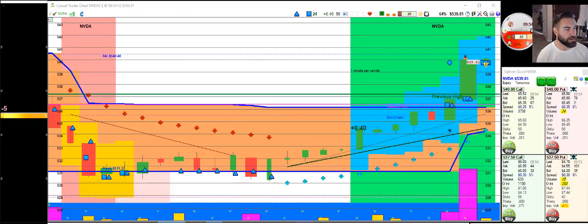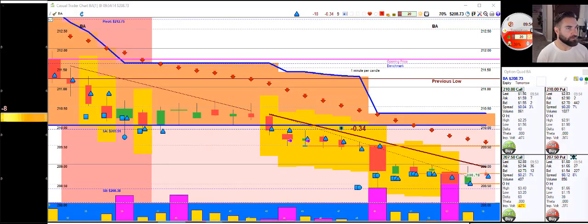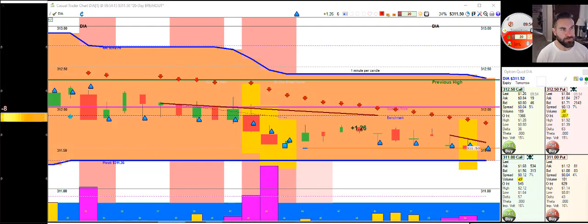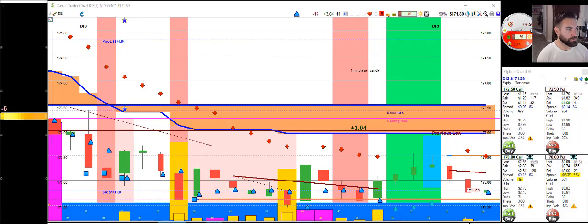Big old volume spike. Approaching that 10 o'clock hour, so let's check out what's going on with some actual red stocks. Dow Jones. Not much happening. Spotty volume. Disney.